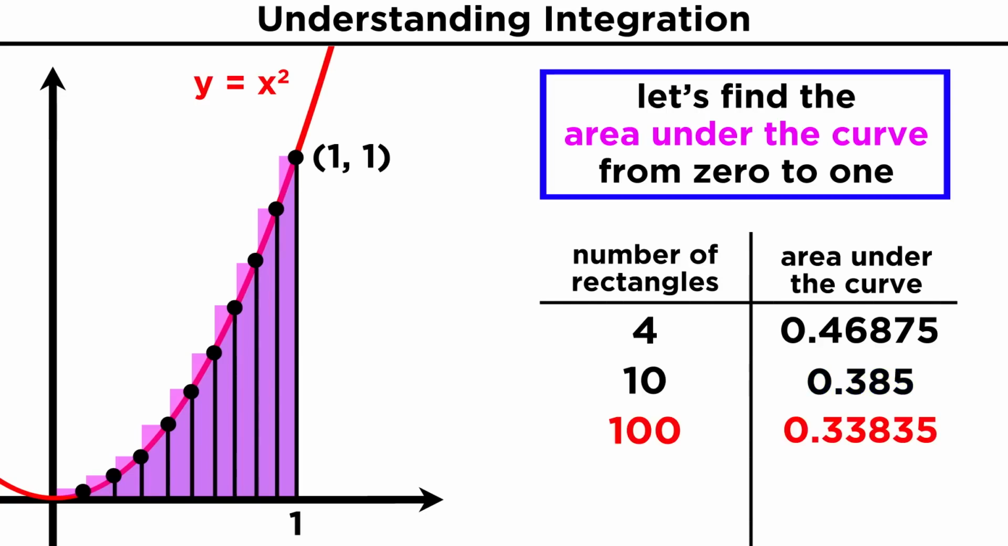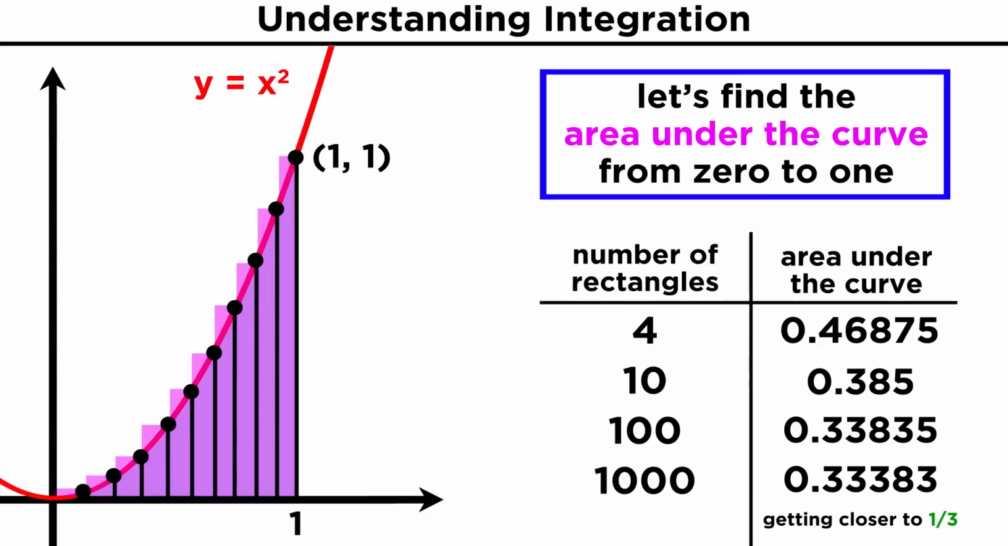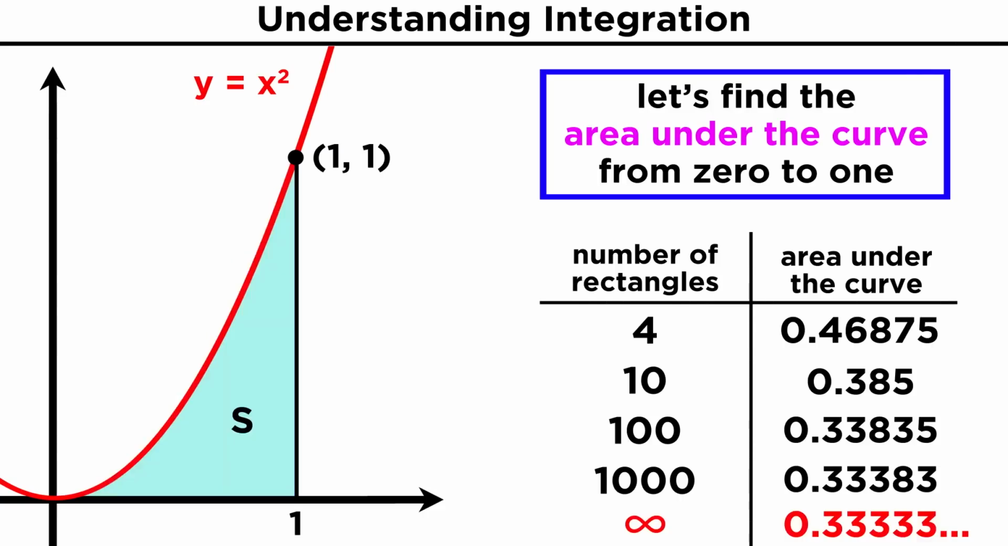We can use smaller and smaller rectangles to get closer and closer to the precise area. And while we won't show hundreds of rectangles here, this table illustrates what happens as the number of rectangles gets larger, all the way up to 1,000. We can clearly see that this area is getting closer and closer to a specific value, and that value is 1/3. In the limit of an infinite number of rectangles, the sum of the areas of the rectangles will be precisely 1/3. Therefore, the area under this curve is equal to 1/3.